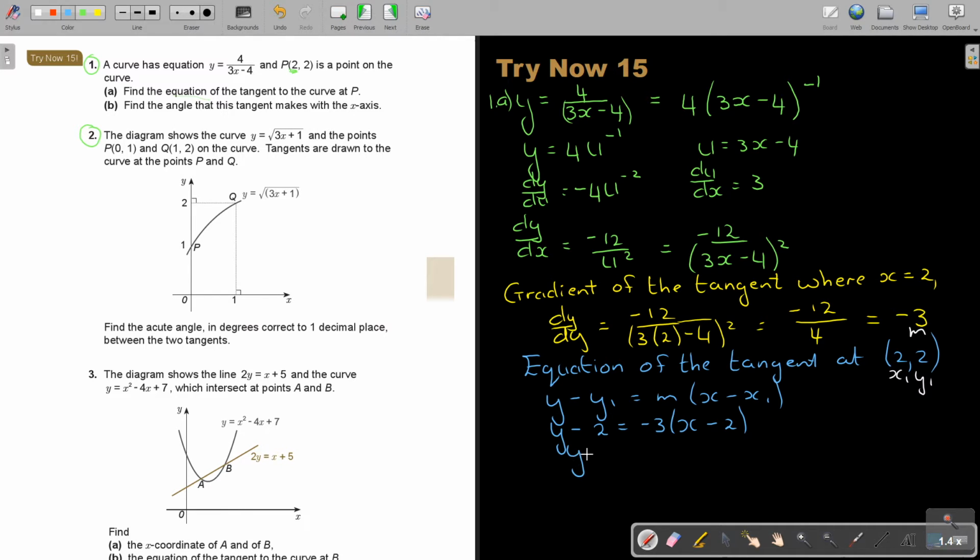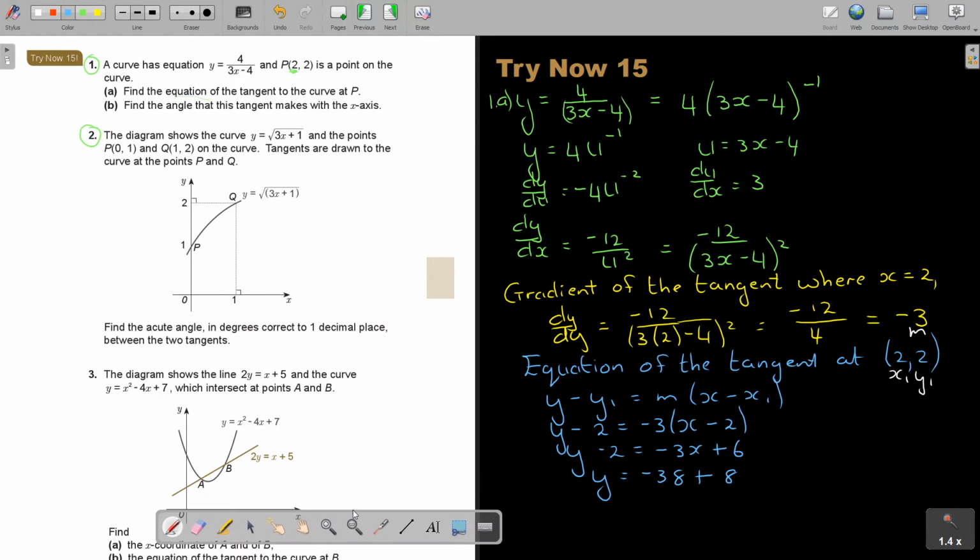If I simplify this, y minus 2 is equal to negative 3x plus 6. So y is equal to negative 3x plus 8. It becomes positive 2 when moved over. That is the equation of that tangent. Now find the angle this tangent makes to the x-axis.